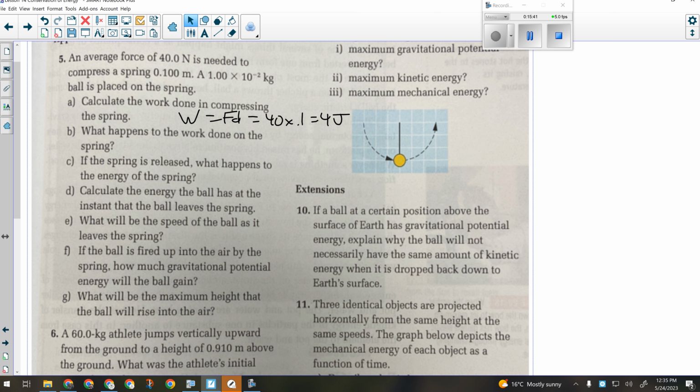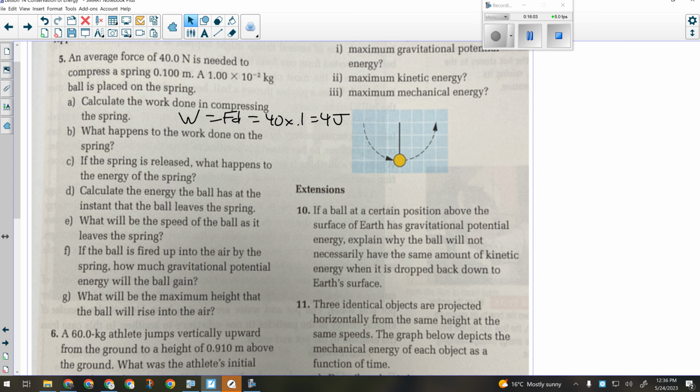What happens to that work? What does it become? Potential energy in the spring. It becomes elastic potential energy in the spring. So that requires no calculation. That's just, I understand that when I push a spring, this is what happens. If the spring is released, what will happen?